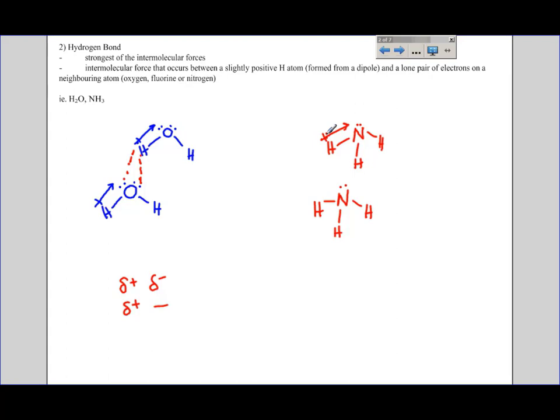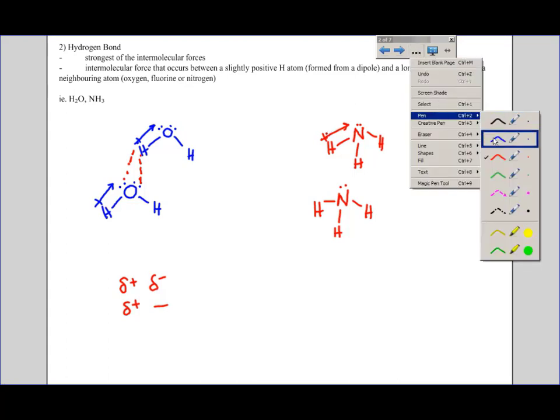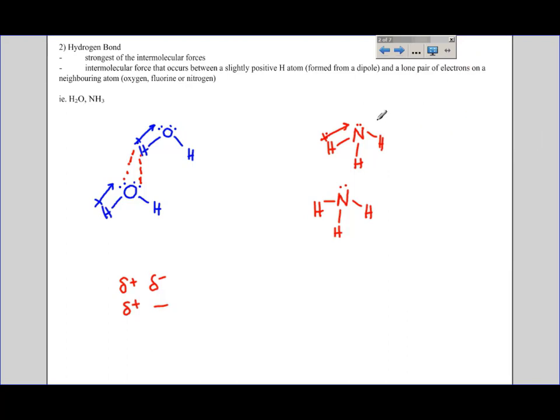not hydrogen bonding is possible, because we know that hydrogen bonds are even stronger than the dipole-dipole forces. So what we have here is a slightly positive hydrogen, and we've got a lone pair on a neighboring nitrogen. So the attraction is going to be to the hydrogen, and that's where the hydrogen bonds are going to be.